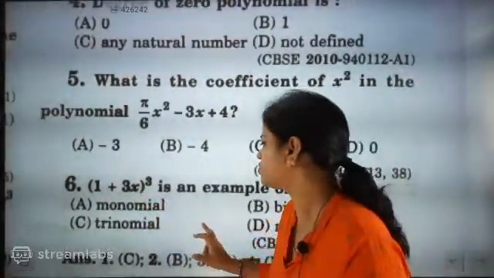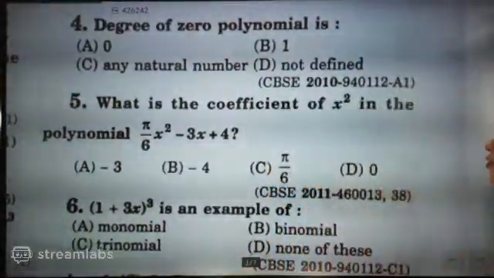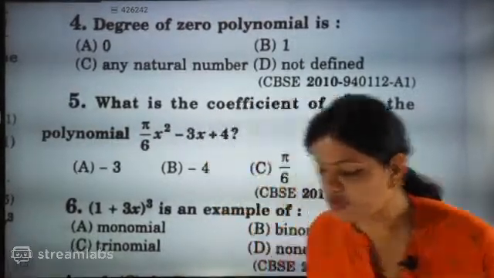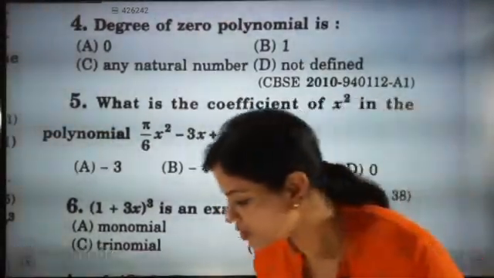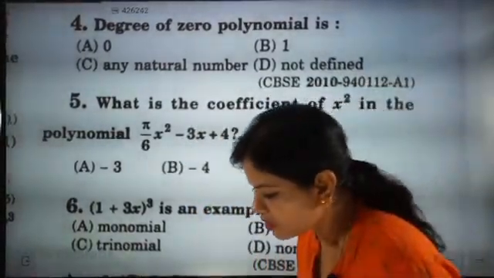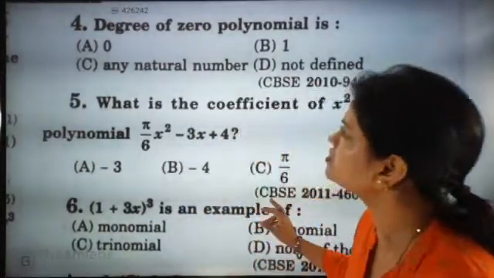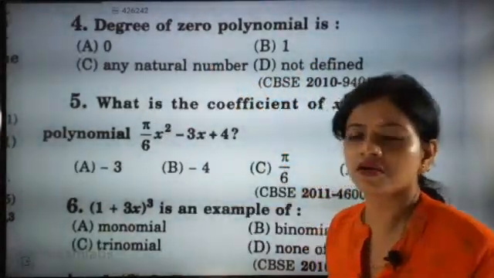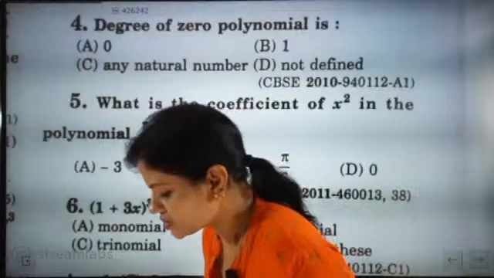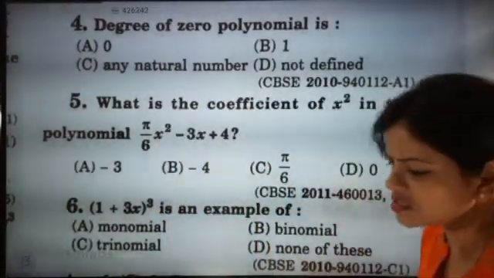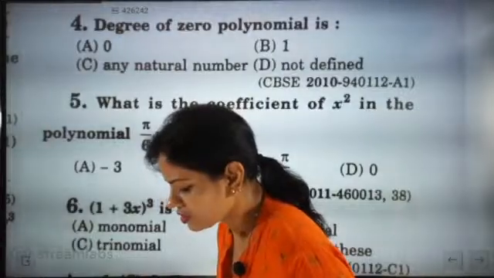1 plus 3x cube is an example of monomial, binomial, trinomial, or none of these. Answer for the fourth, degree of 0 polynomial. A is the answer. Vishal, A is the answer for the fourth question.